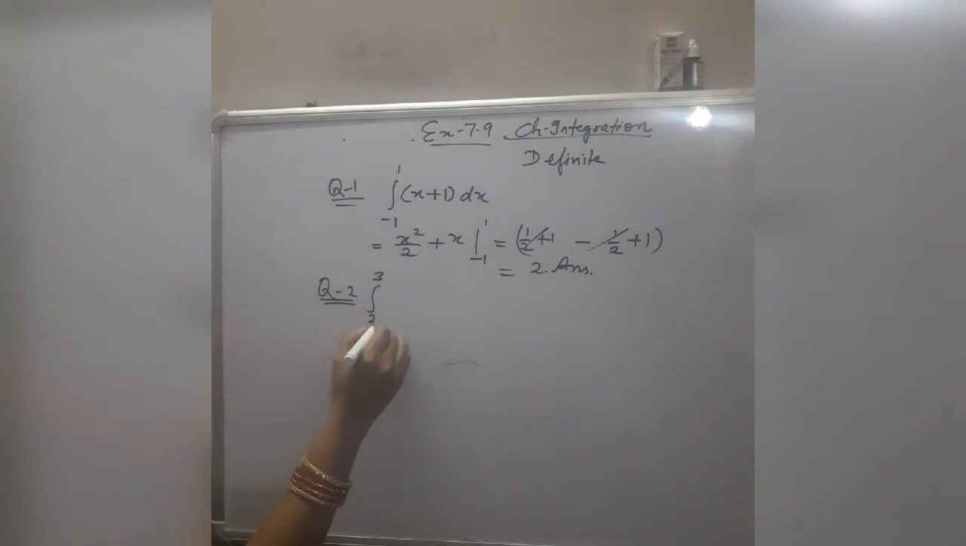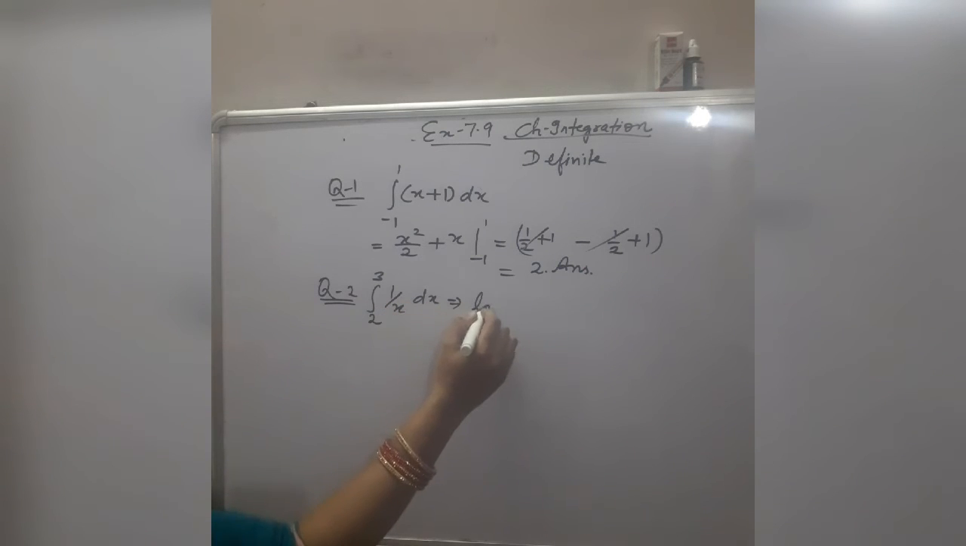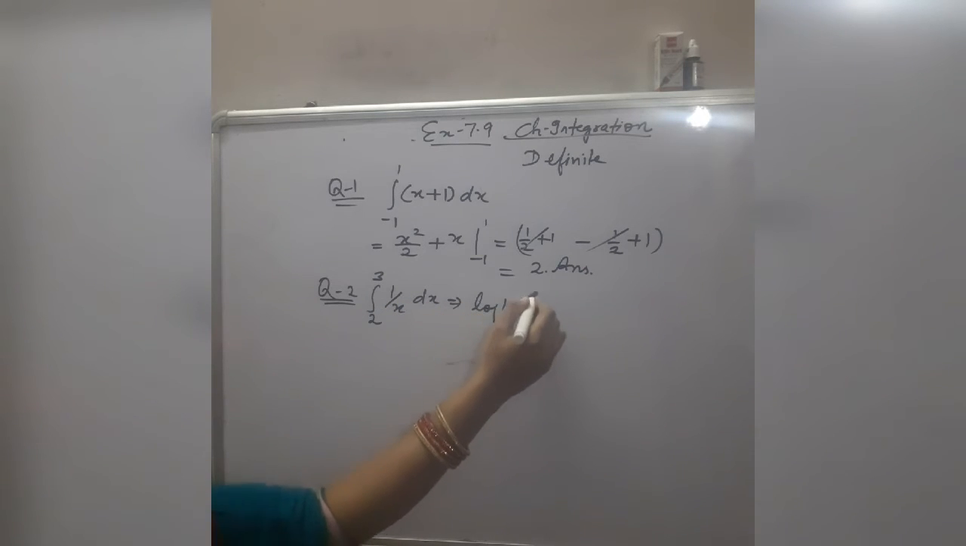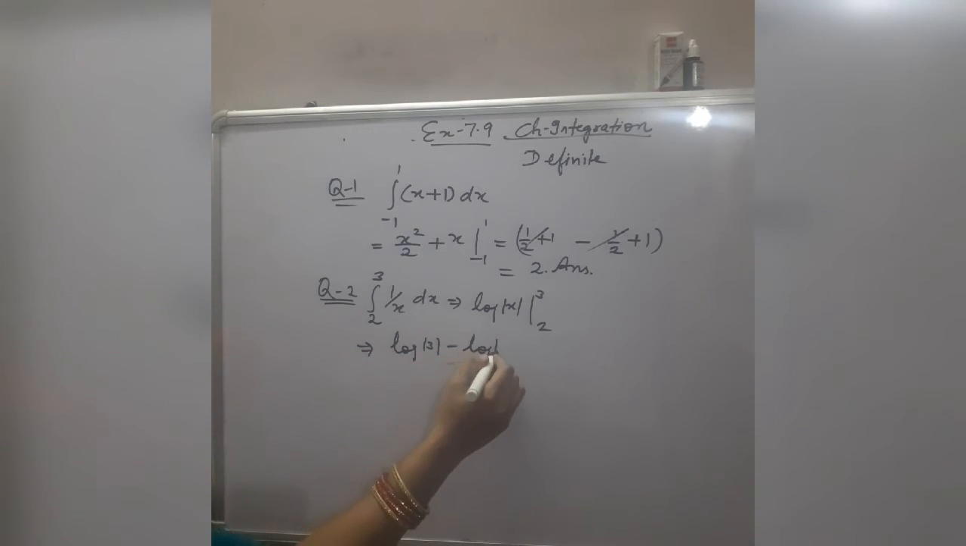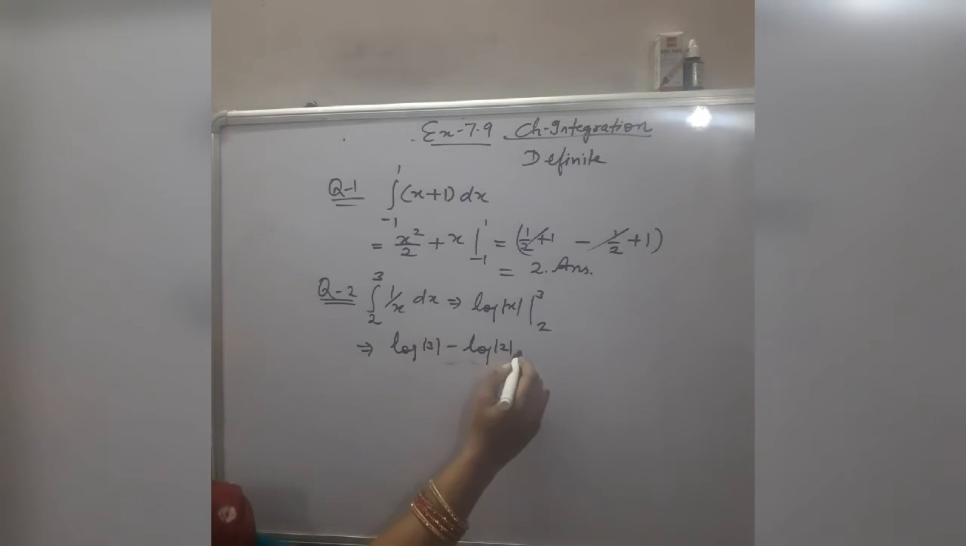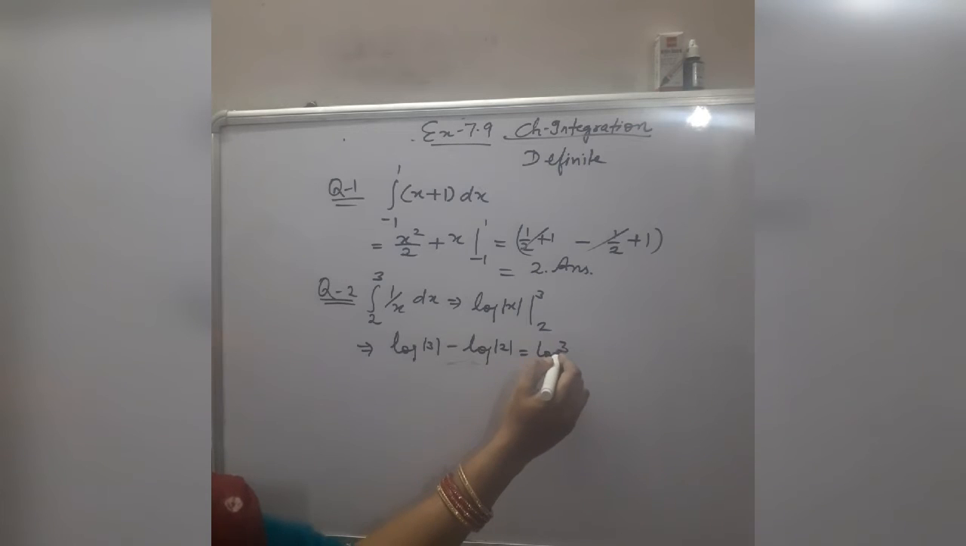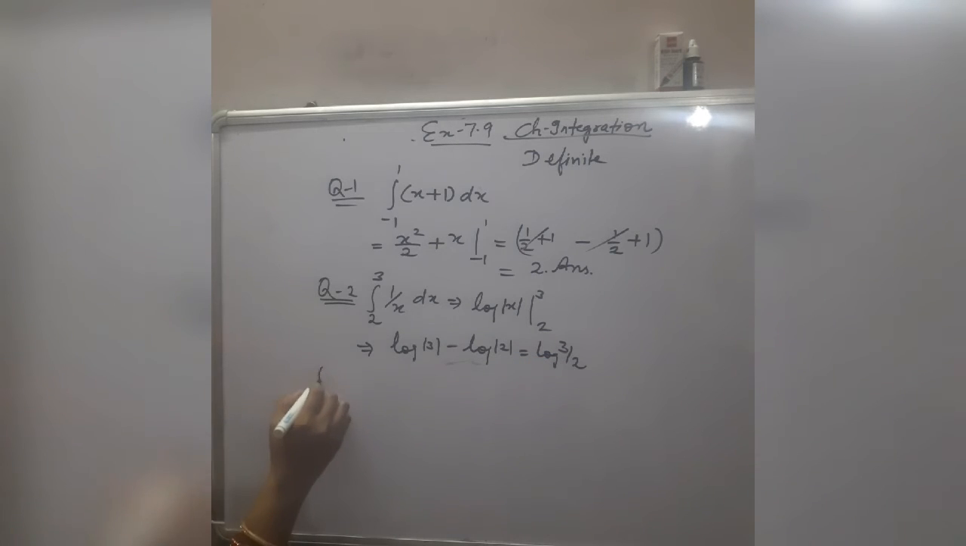In the next question, second question, evaluate the integration. Now limits 3 and 2. The function is a very simple function, 1 by x, and all of you know that integration of 1 by x is log x. Now put upper limit and lower limit. Upper limit is 3 and lower limit is 2, so it becomes log 3 minus log 2. Now by using the formula log m minus log n, it can be written as log m by n, means log 3 by 2. So this is the answer in the second question.